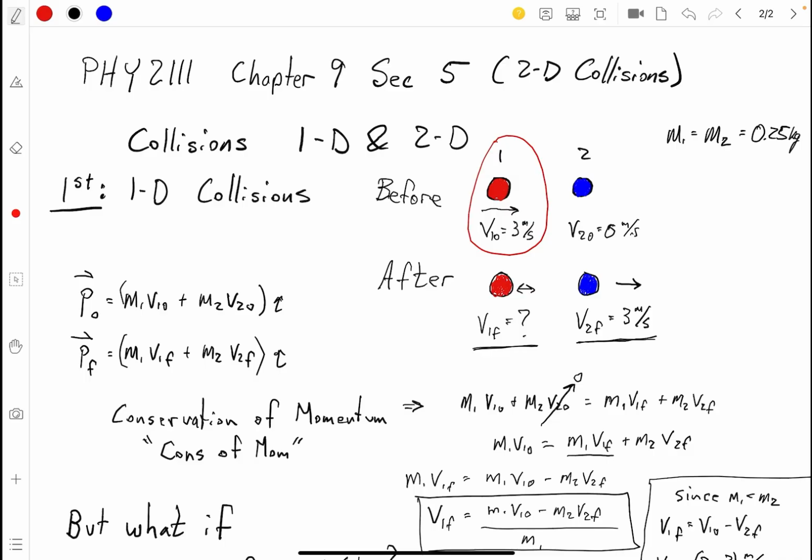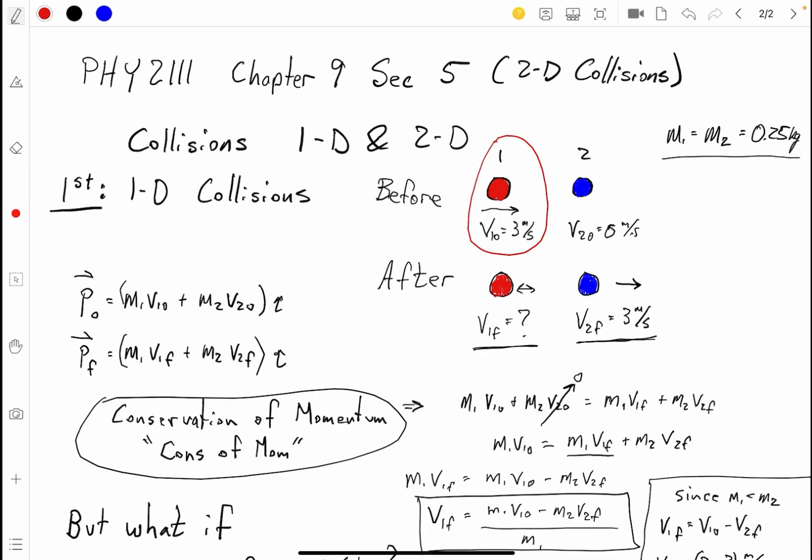Now, there's a couple of ways to do this. One way is if the two masses are roughly equal, like in billiard balls, that could happen. We're going to look at that, but then we're also going to look at what happens if those two masses are not equal. Okay, so what do we know? We have to conserve momentum, okay? That has to happen.